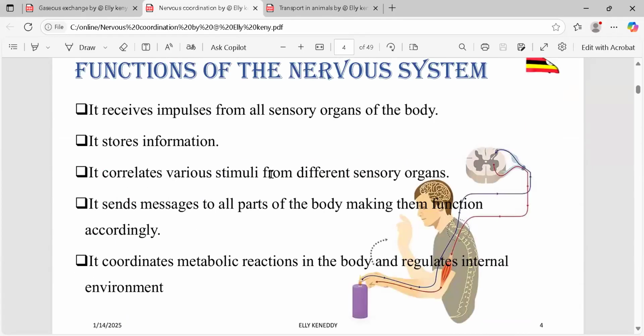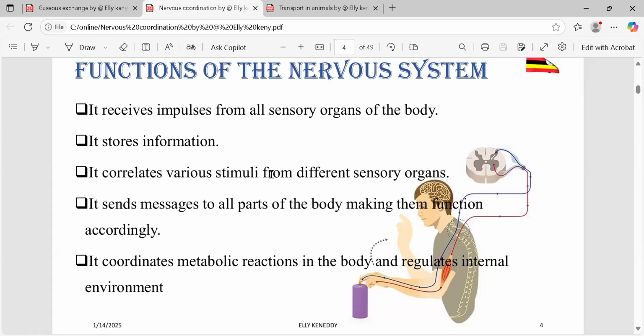Let's go to the functions of the nervous system. It receives impulses from all sensory organs of the body. So that's the role of the nervous system. Otherwise, you could see the snake and then you don't react at all. Or you could simply see the snake, then you start laughing. Yet you must run away. So it is the nervous system that receives the impulse and then transmits it, interprets it using the brain, and then helps you give a rightful action or response.